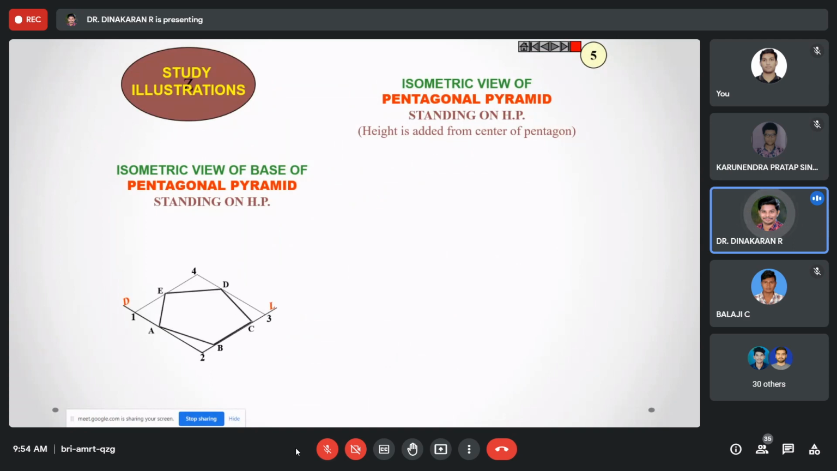Let's go for one problem. Isometric of a pentagonal pyramid standing on where? HP or VP? The question says HP. HP means horizontal plane. So first draw the square, and then the isometric of the pentagonal pyramid. After making a box, convert it.